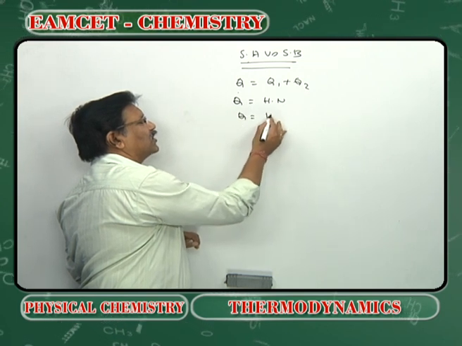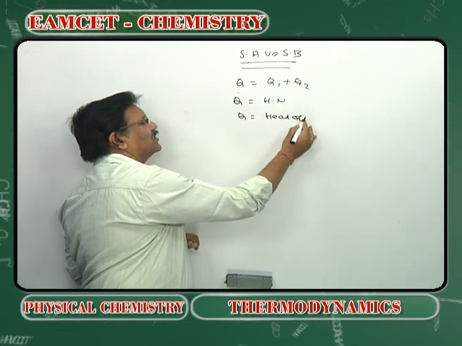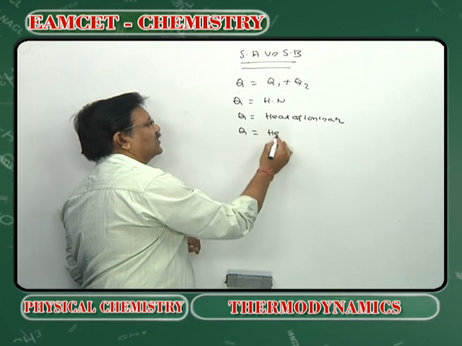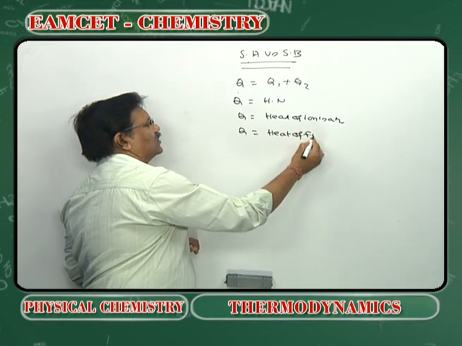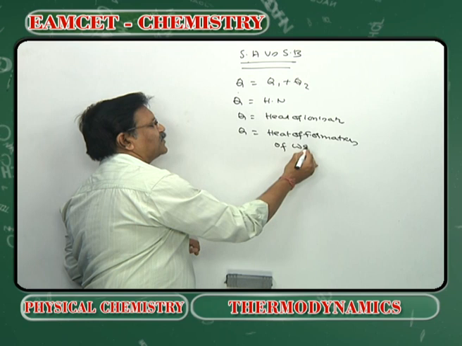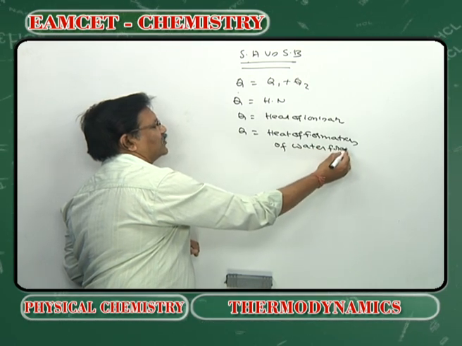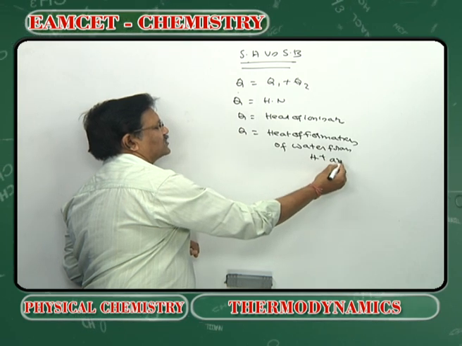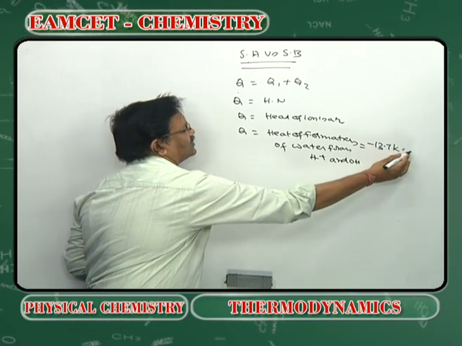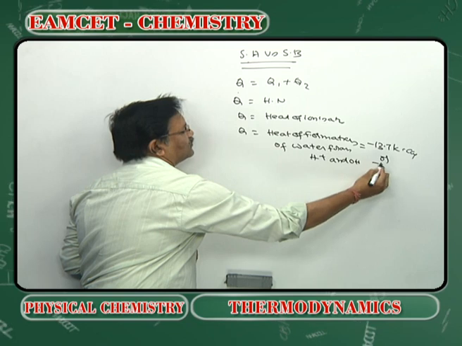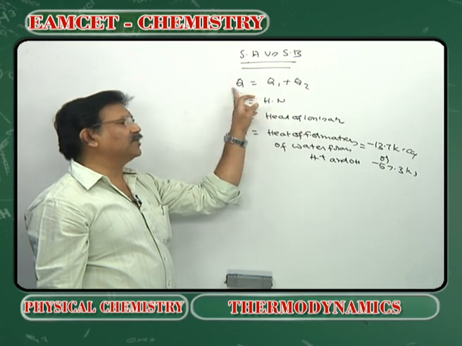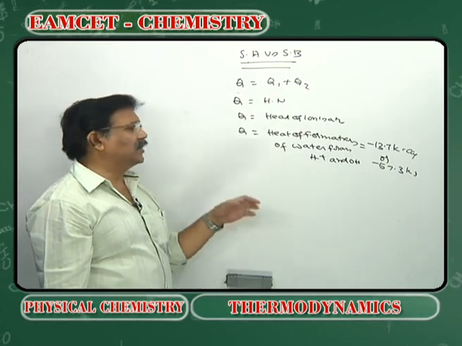Q1 is equal to the heat of ionization of the acid or base. And what is Q2? Heat of formation of water from H plus ions and OH minus ions. This value is always constant, which is equal to minus 13.7 kilocalories, or in terms of joules, minus 57.3 kilojoules. So the Q2 value is constant. Which are variable? Q and Q1 values are variable here.